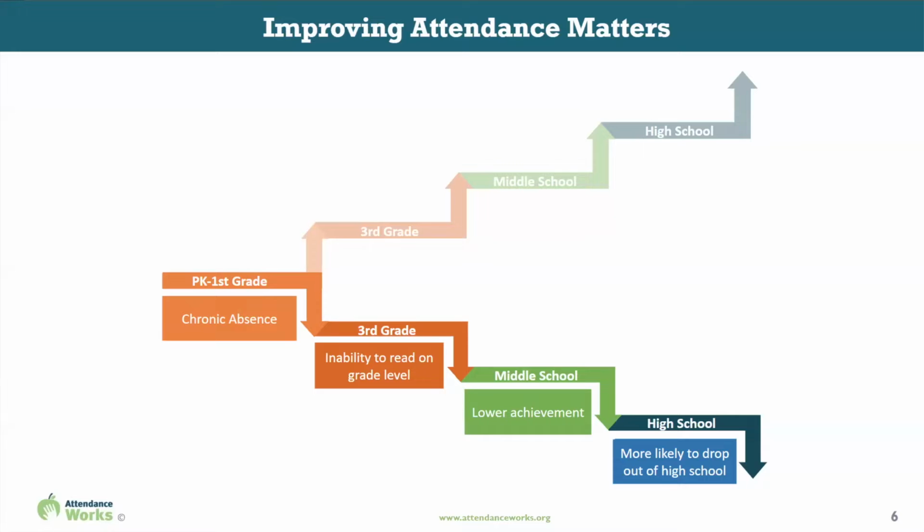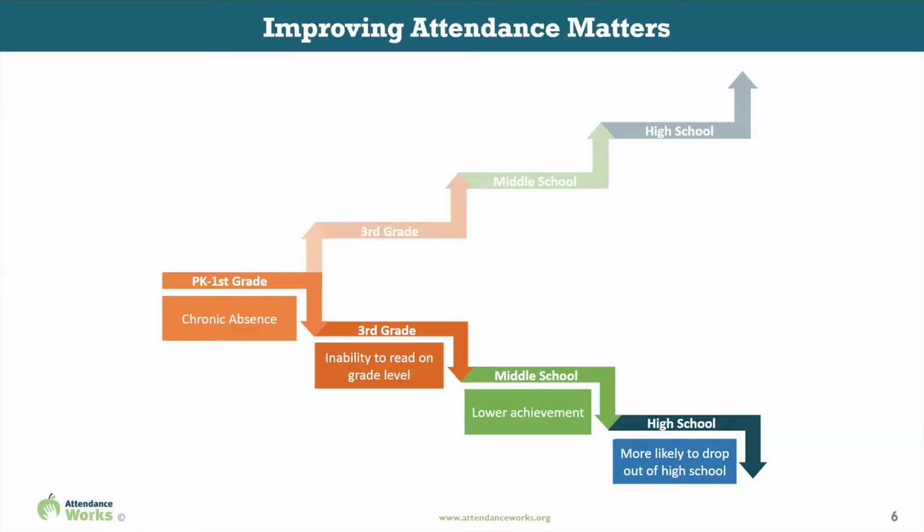So we're going to look at some data slides on chronic absence. This slide shows the impact of chronic absences beginning at pre-K and first grade, which leads to the inability to read on grade level by the end of third grade. The inability to read at grade level by third grade directly impacts academic achievement into middle school. The data slide shows you that students who do not read at grade level are 4 times more likely to drop out of high school.